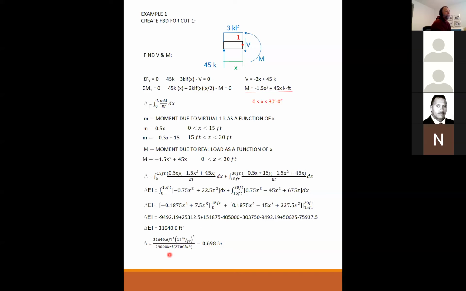Also, you can do a unit check on this. The top part here is going to be inches to the third, I believe. Let's make sure I didn't mess that up. And this is inches to the fourth divided by inches squared, so this is going to be inches squared. Inches cubed over inches squared is inches. So that should be the right units. That's how the units play out.